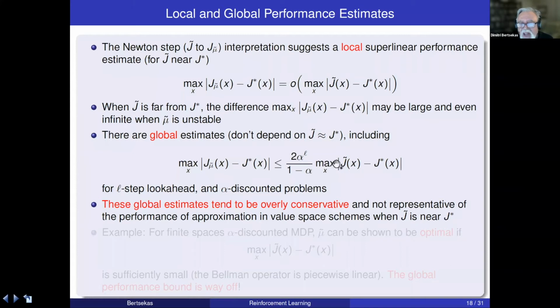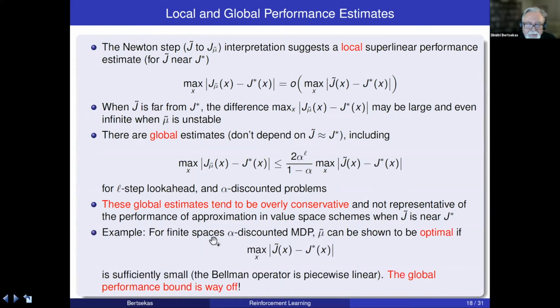Generally speaking, this type of global estimate, which is the standard in reinforcement learning, tends to be overly conservative. They're conservative because they hold for the entire range of J tilde, close to J star and far from J star. And they are not representative of the performance of approximation in value space schemes when J tilde is near J star. So this type of estimate is interesting when you're far away from J star, but once you get close to J star, then it is this estimate that's the one that's interesting and descriptive of what's happening in practice.